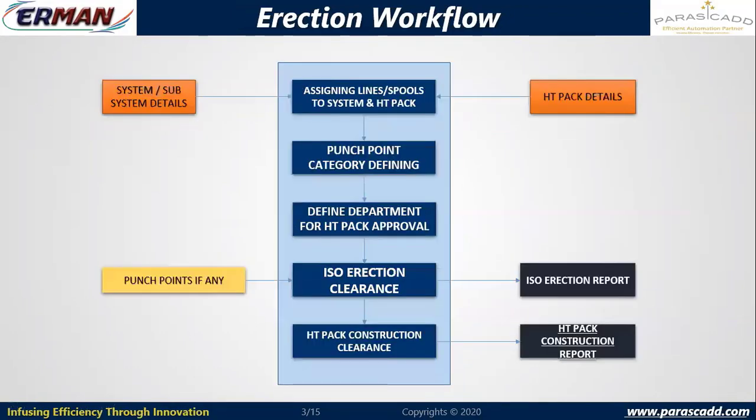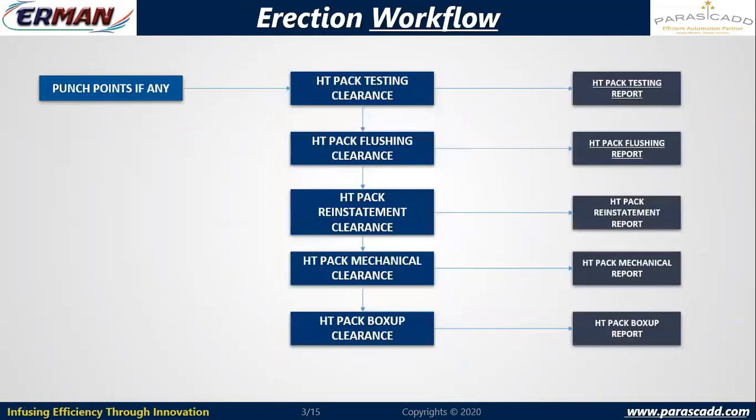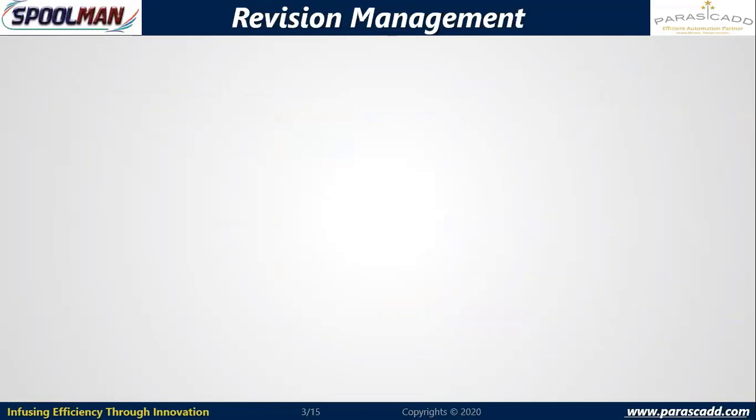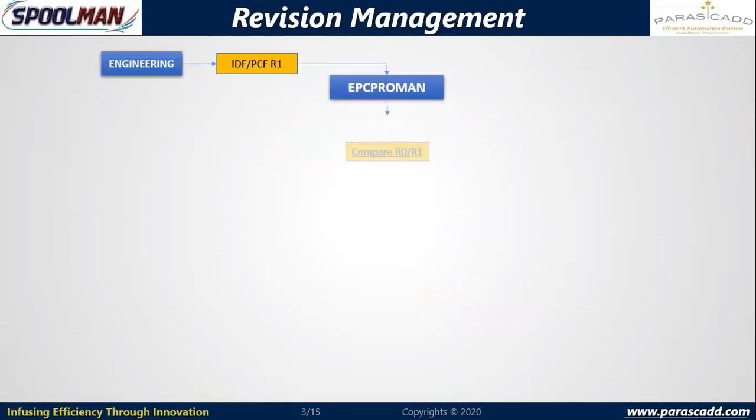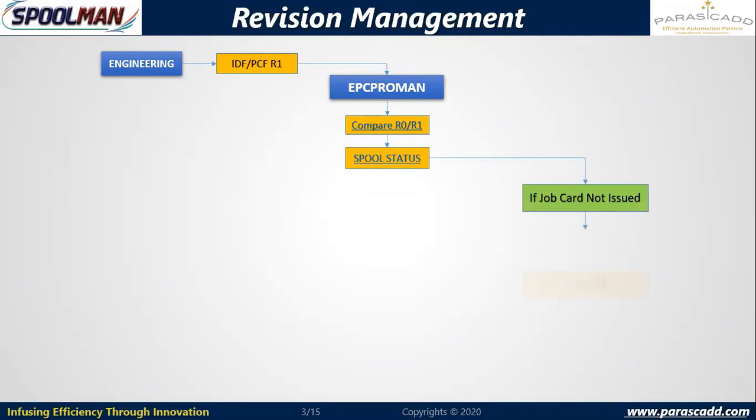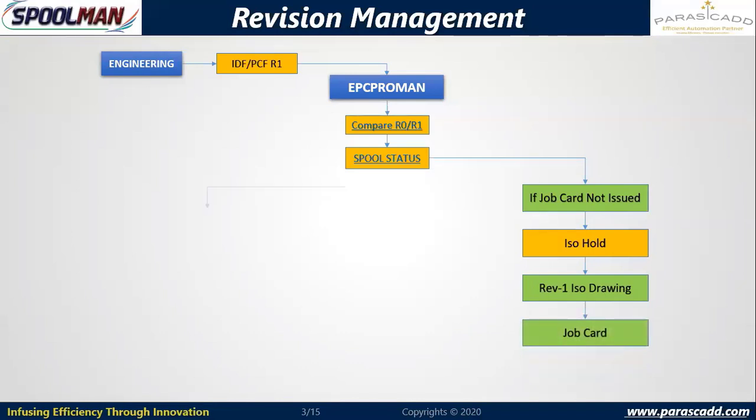So again, the same workflow is explained in a detailed way for erection, like punch points, department wise, who has completed the punch point, test pack level clearance, flushing, box up, then revision controls. So there are chances that there will be revisions, and we will be comparing the old revision with the latest revision. And if the job code is not issued, no problem, I will replace it. I will keep the old revision on hold, and then release the latest revision in the job card. If the job card has already been released, okay, I will stop the work.